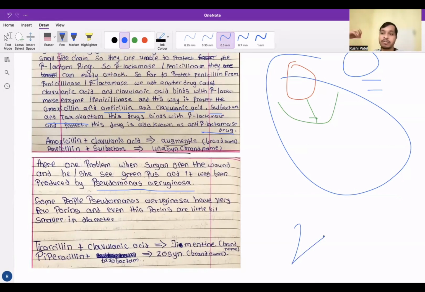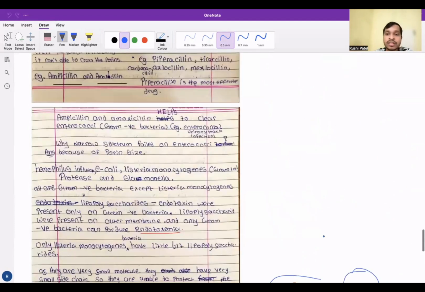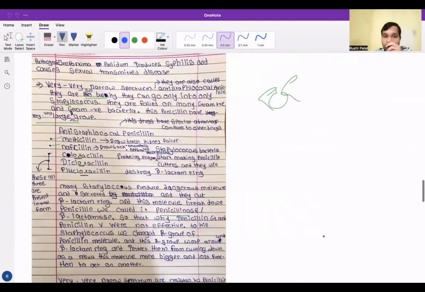If it is not able to cross the outer membrane, some researchers believe that these bacteria don't have porins on the outer membrane, or that the porins are present but have a very small diameter.